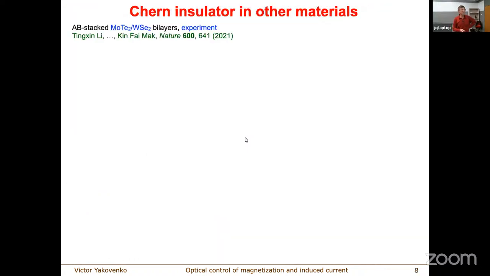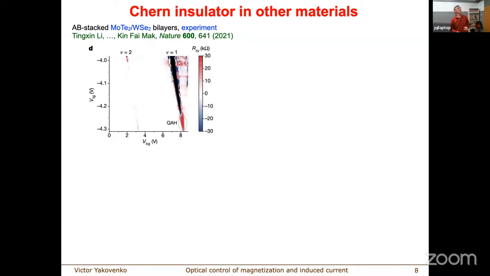So this was bilayer graphene. There is another material where this Chern insulator was also observed. This is a dichalcogenide, bilayers of different dichalcogenide materials. This was done at Cornell. And Kin Fai Mak, the leader of the group, will actually give a JQI seminar two weeks from now. So he will probably show some of that, and you can ask him more questions.